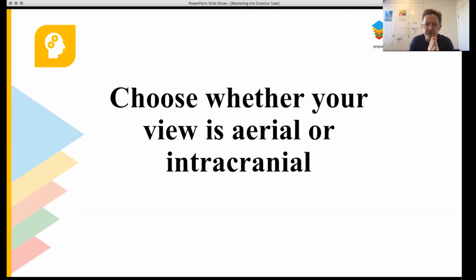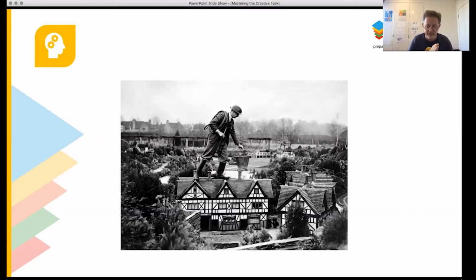Which leads to this: choose whether your view is aerial or intracranial. Make this a distinct choice and see these as two different phases of the job. Here's what I mean by aerial and intracranial. In the planning phase, you can be the author there looking down on this world, observing, analysing and mapping out the whole story. Then in the writing phase, put yourself with this person or these people in this moment, see what they're seeing, feel what they're feeling and put that on the page.